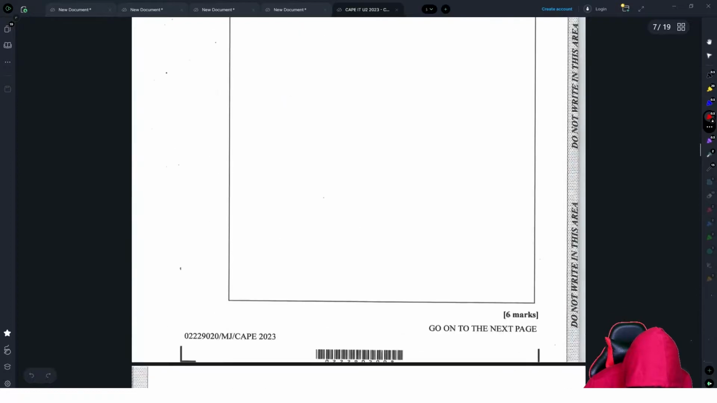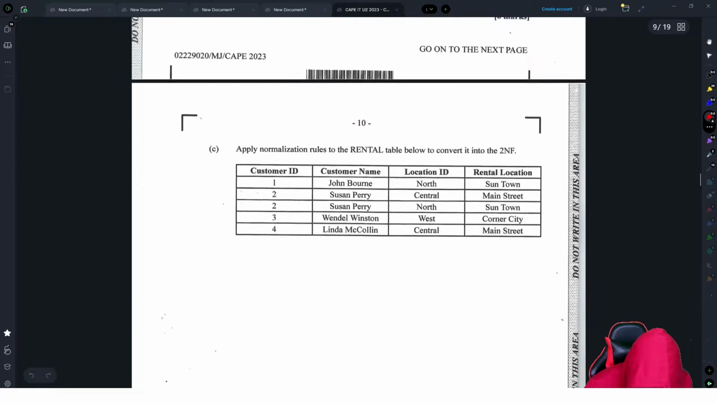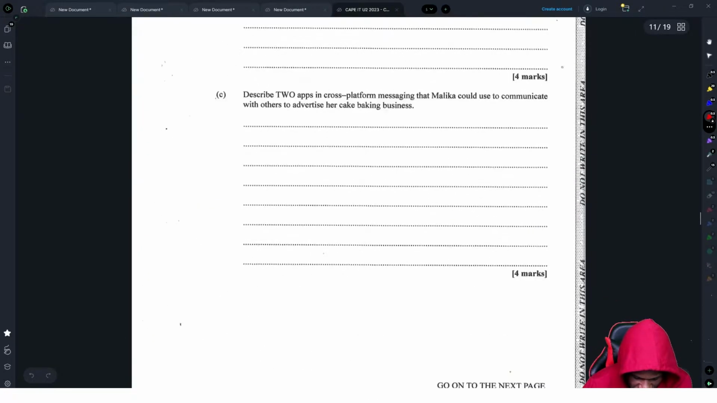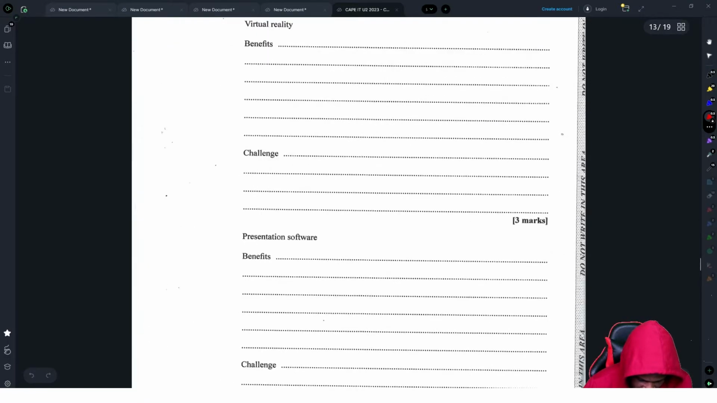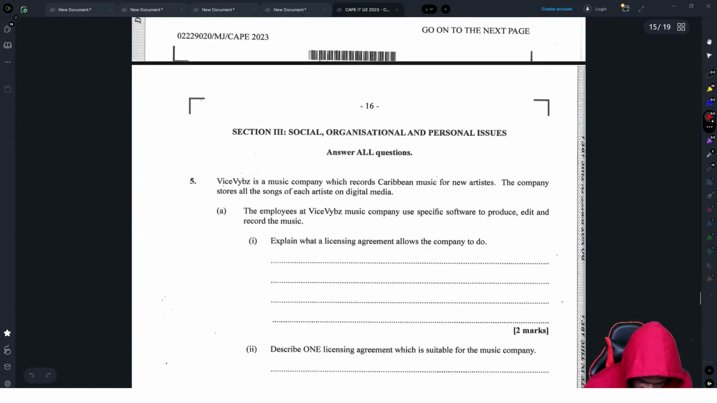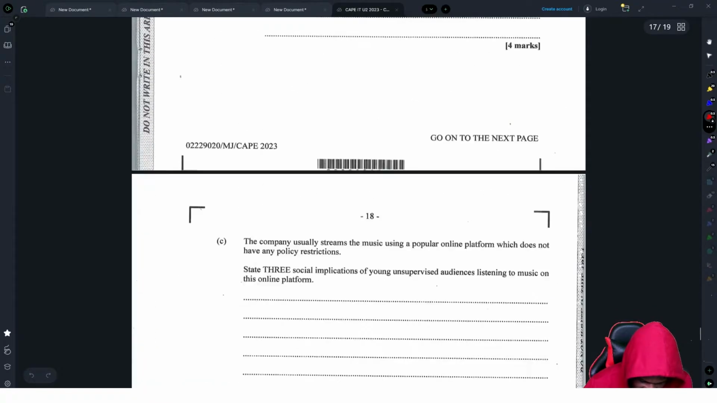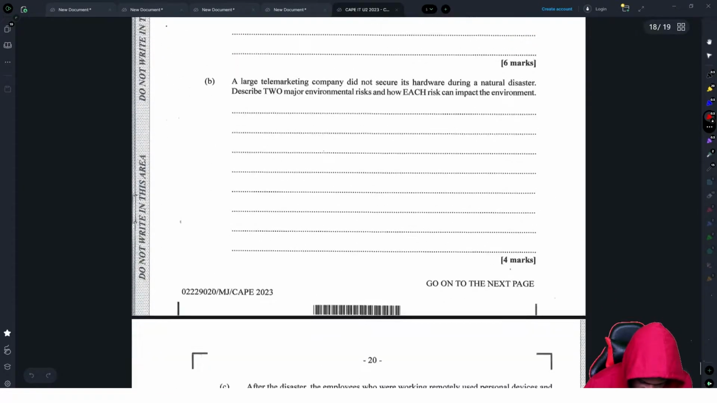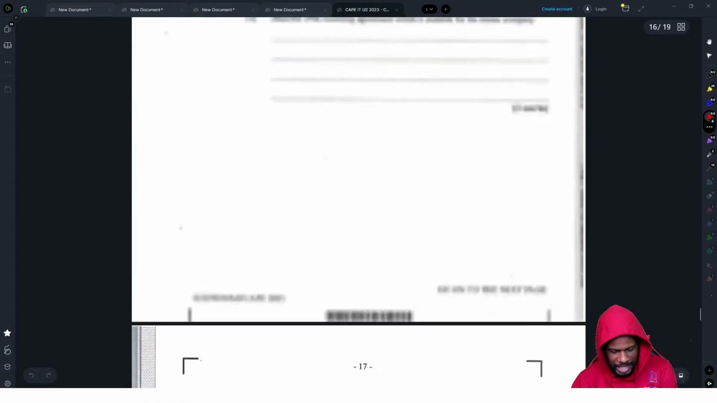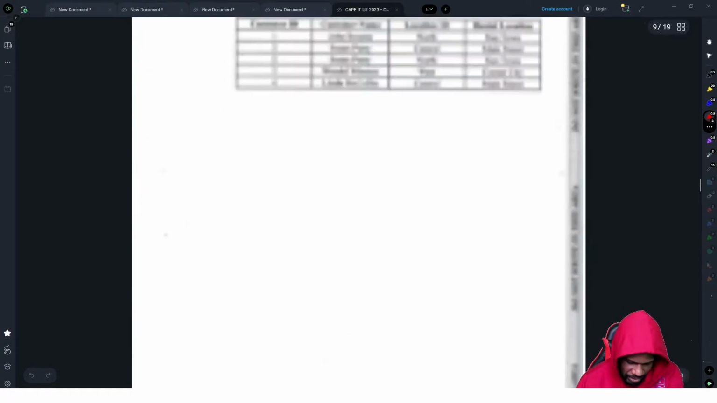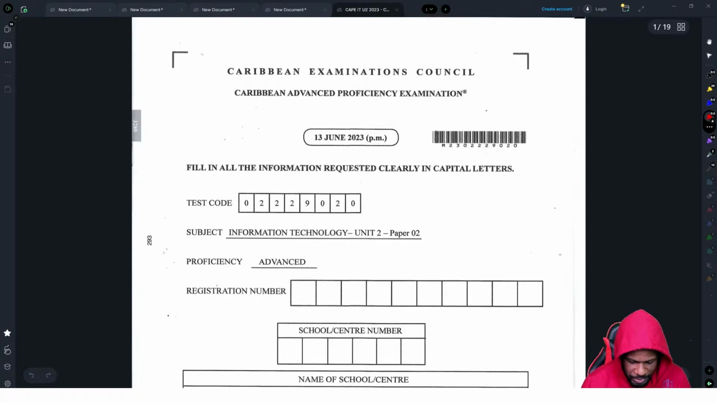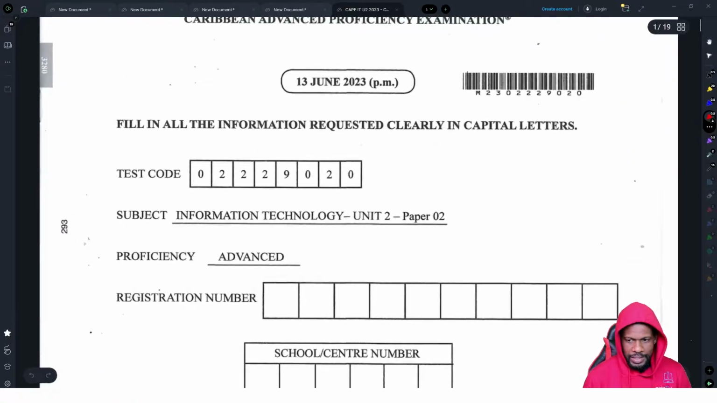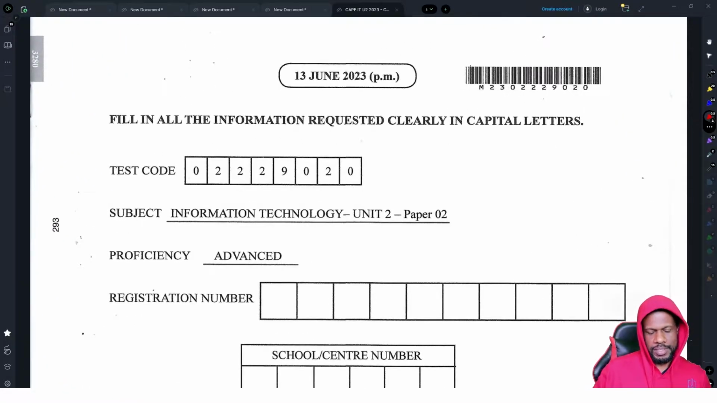Actually, let me see if it has all the pages. Page 10, 11, 12, 13, 14, 15, 16, 17, 18, 19, 20. Again, it's a 9.5 on the black market scale. It's a proper scan. Well done to whoever did this one. Don't teach the person who did ComSci how to scan a black market paper.